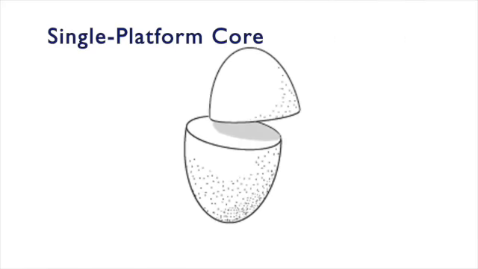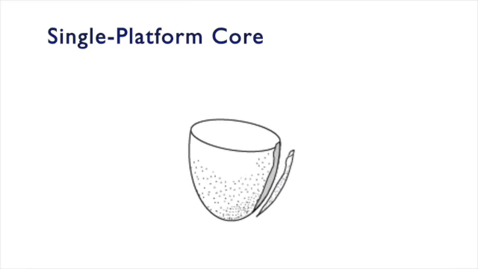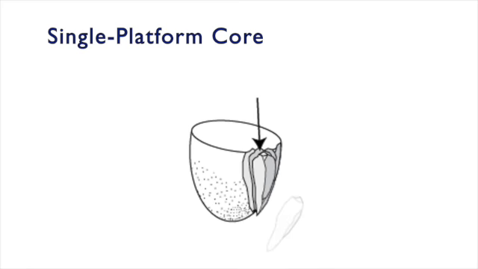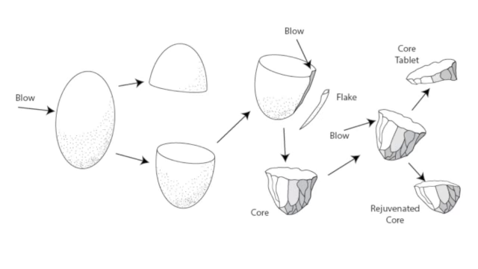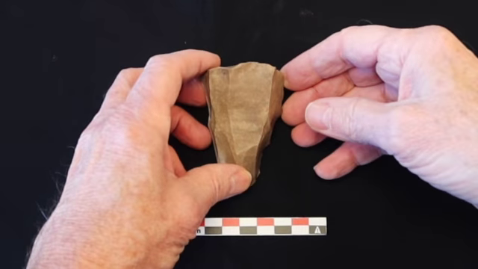Breaking a river cobble can be a good basis for creating a single platform core. After removing many flakes, the angle between the platform and the sides of the core can become too obtuse. Breaking the core so as to remove the original platform can sometimes rejuvenate the core by creating a better platform angle.